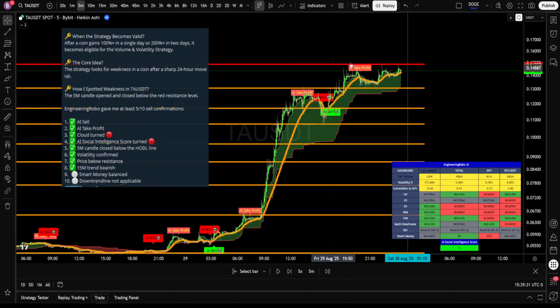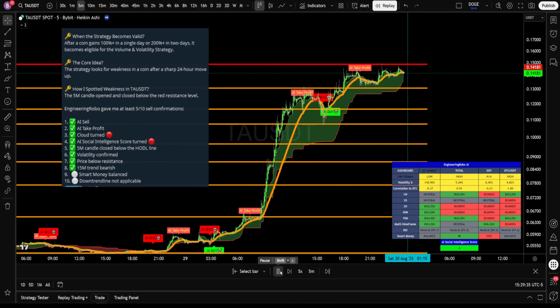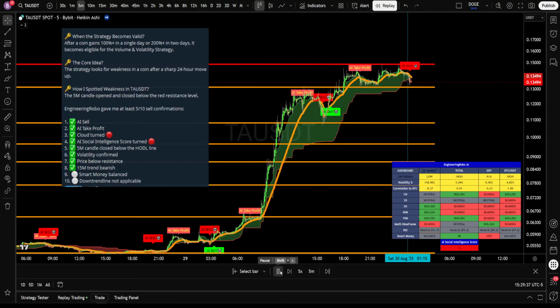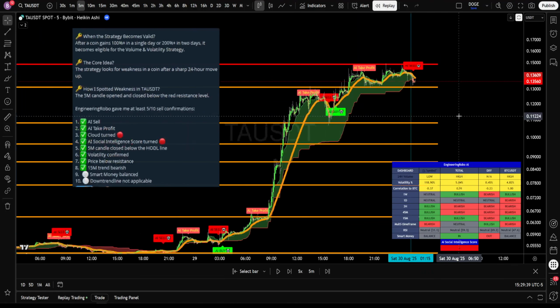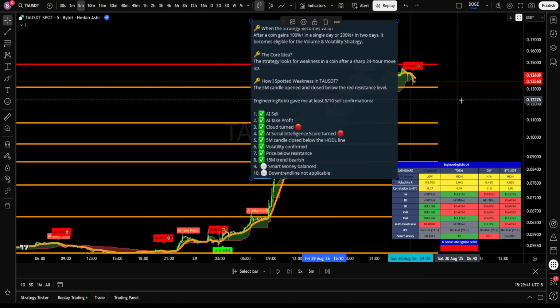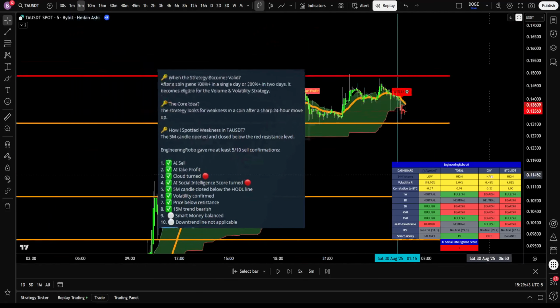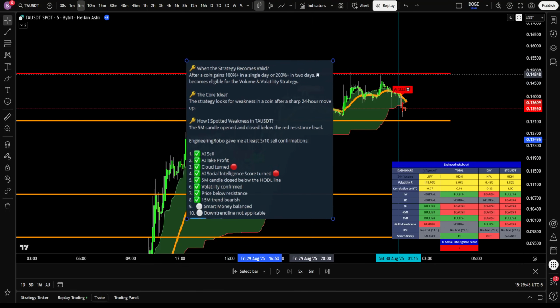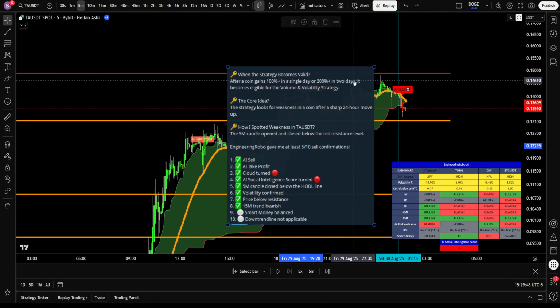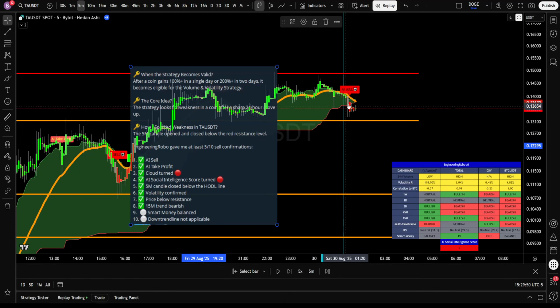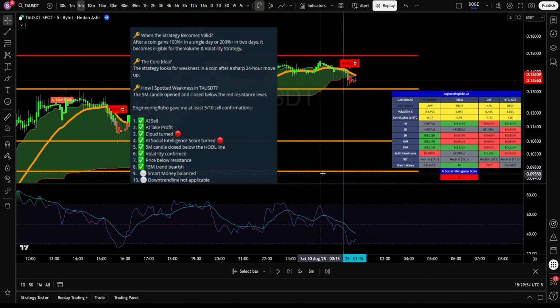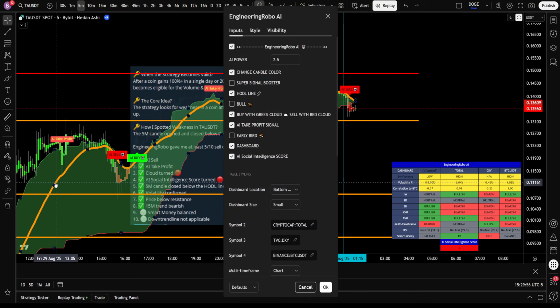Okay, so let's send this forward a little bit, and we're going to start looking at the confirmations and see what we see. Okay, so that's what I was waiting for right there. I wanted to see a sell signal. So I'm going to bring this over here. We're going to zoom in and just see what we're talking about here. Okay, so remember, this orange line is called the HODL line. I can click it off here. It's going to go away.